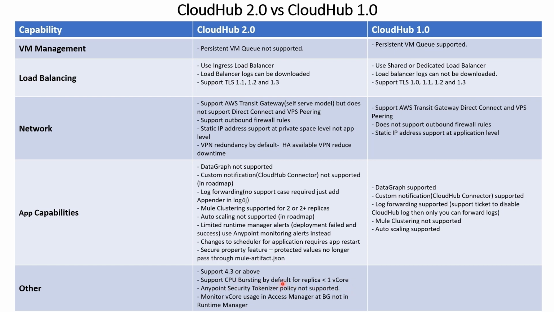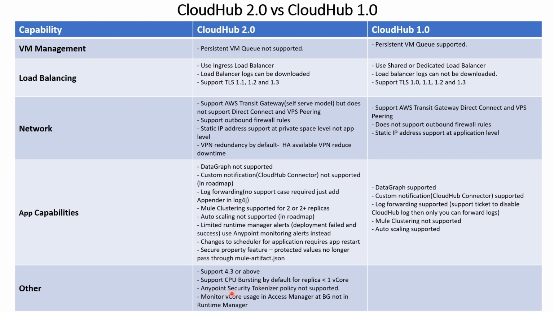In case of CPU bursting, a replica can use more CPU than allocated in case of heavy load. So if the application is getting many requests and it needs more CPU, then it can use more CPU than it's allocated. This allocation is for a smaller span of time and it's not guaranteed. So CPU bursting works for a replica size less than 1 vCore, works by default, and is based on availability of the extra CPU.